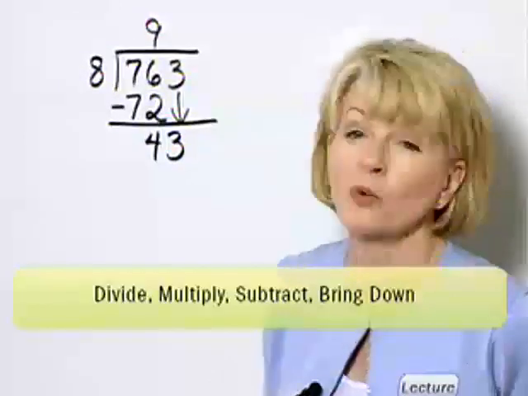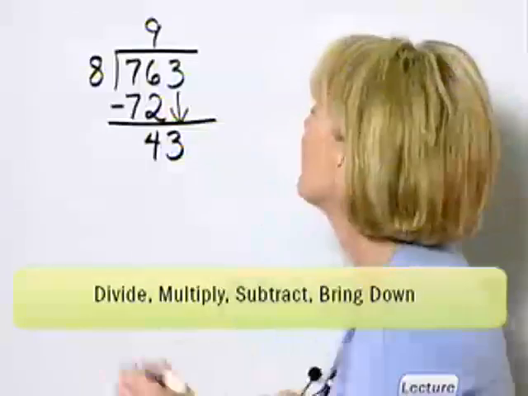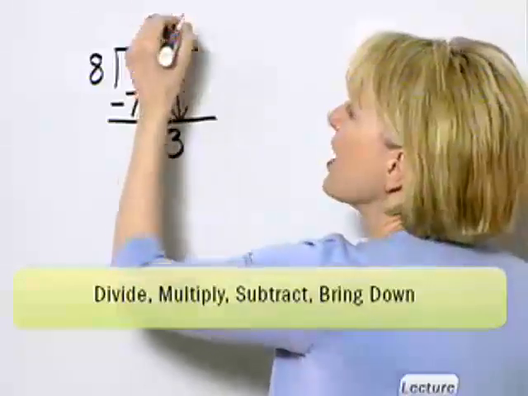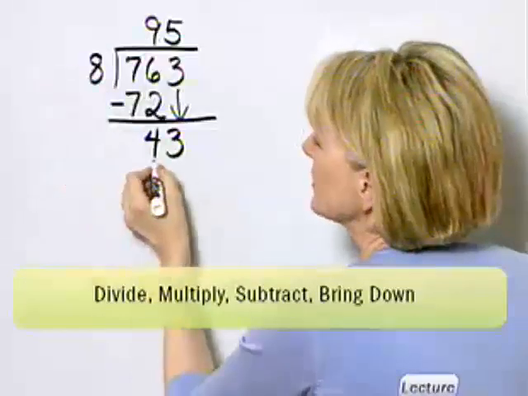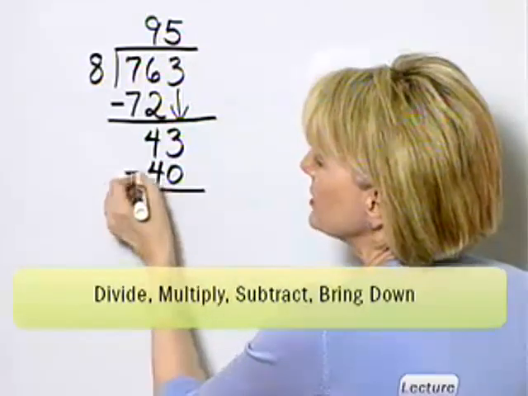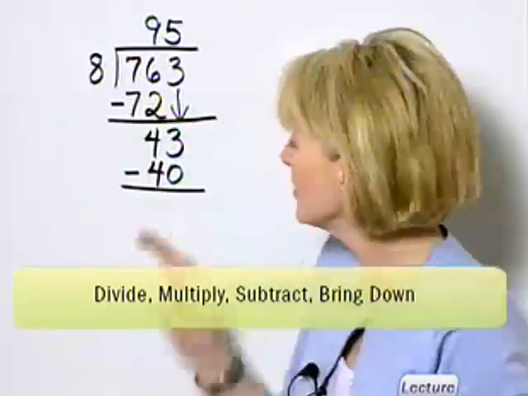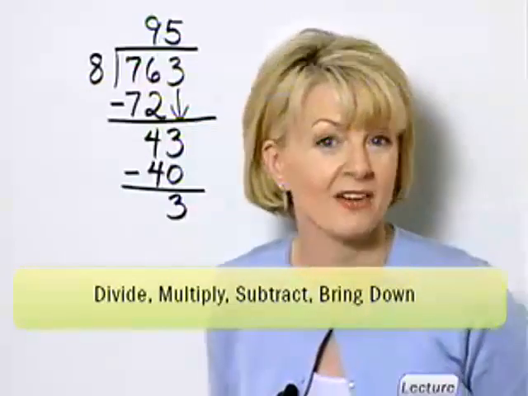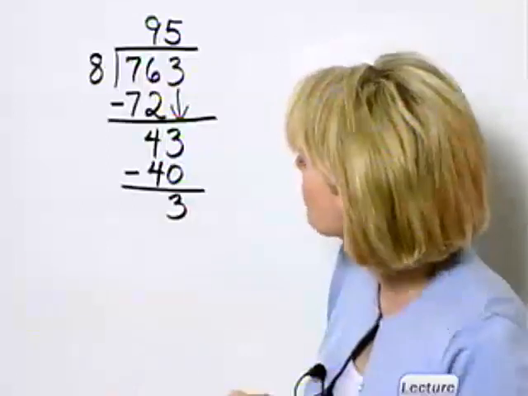8 divides into 43 how many times? That is 5. Then we multiply. 5 times 8 is 40. I'll draw my line, but don't forget we are subtracting. 43 minus 40 leaves us a remainder of 3. So what is the quotient?